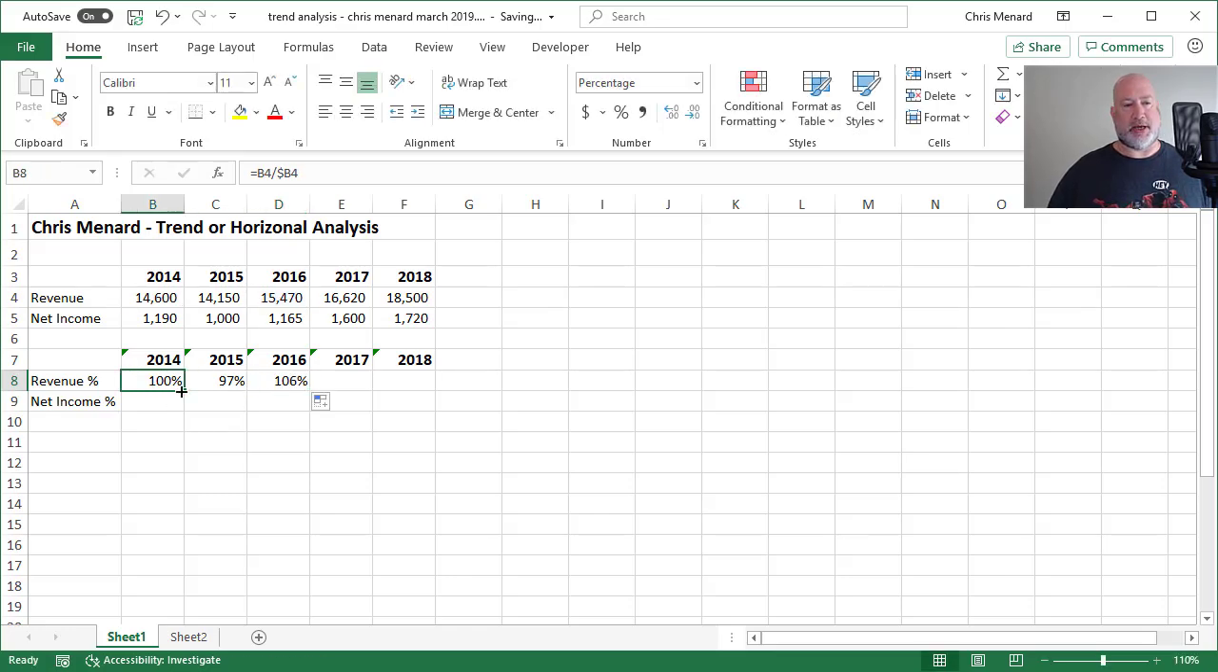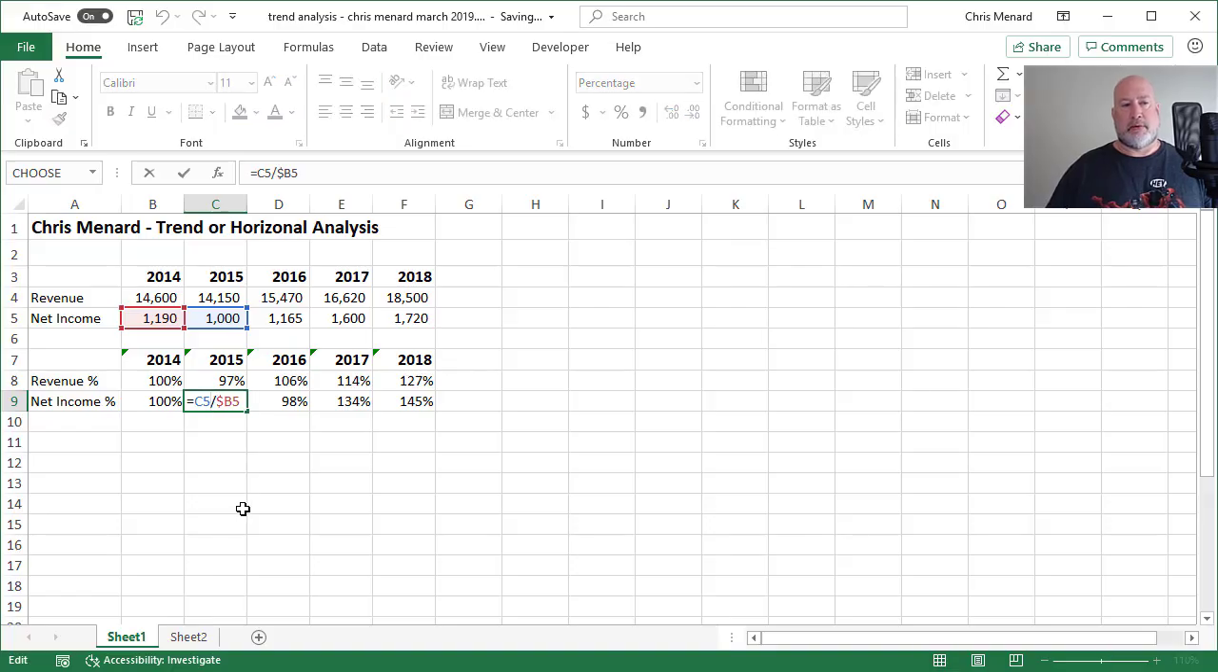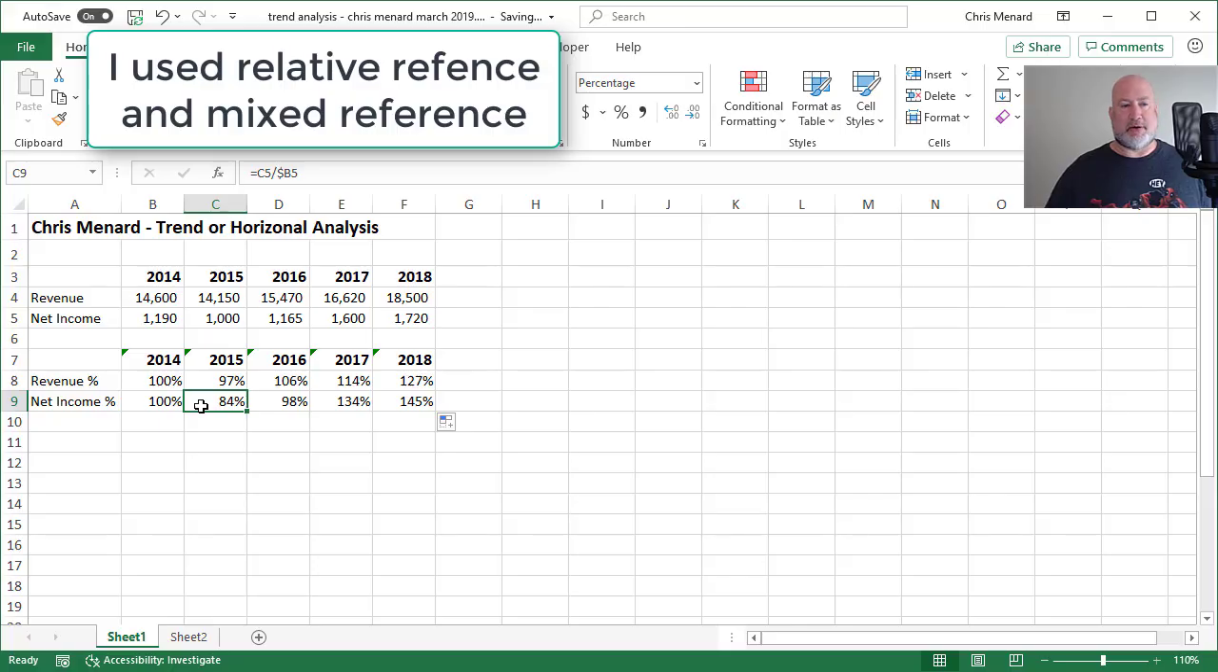Here's what I would have done to begin with. I would have just pulled to the right. Crosshairs, fill handle, pull down, 100%, B5 divided by B5. That's perfect. C5 divided by B5. So I use relative reference in my formula.